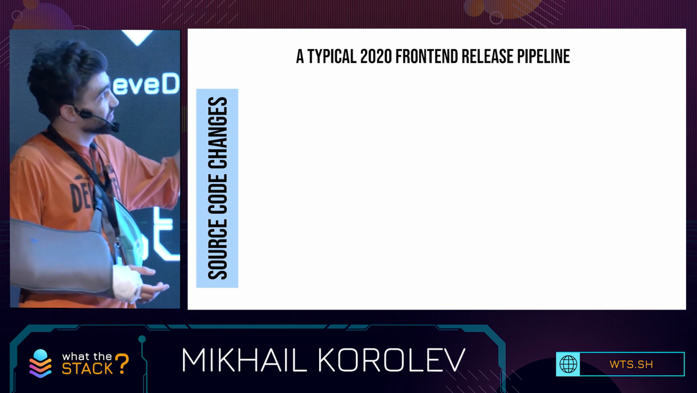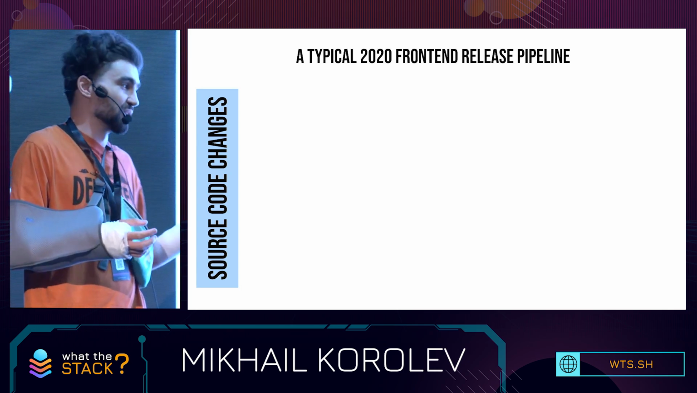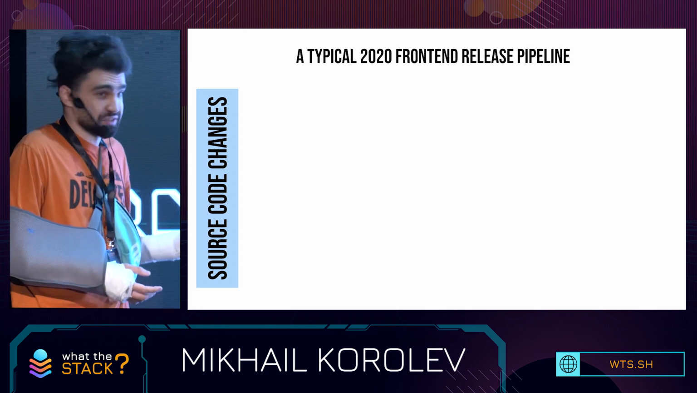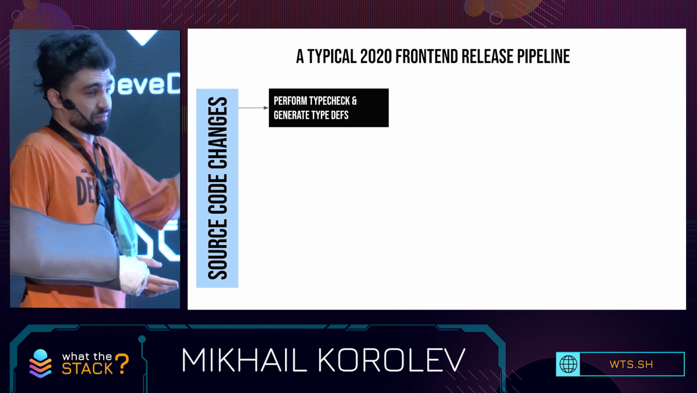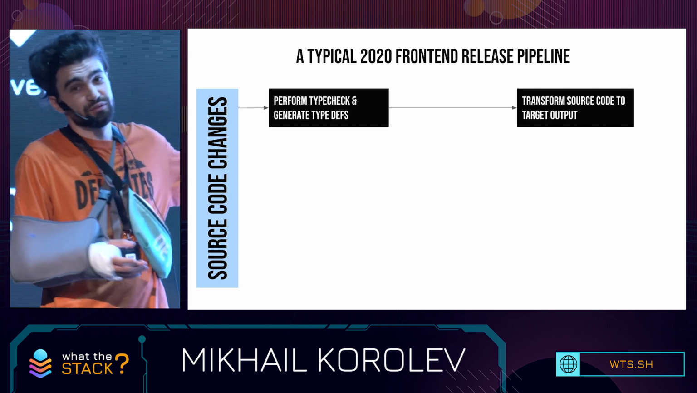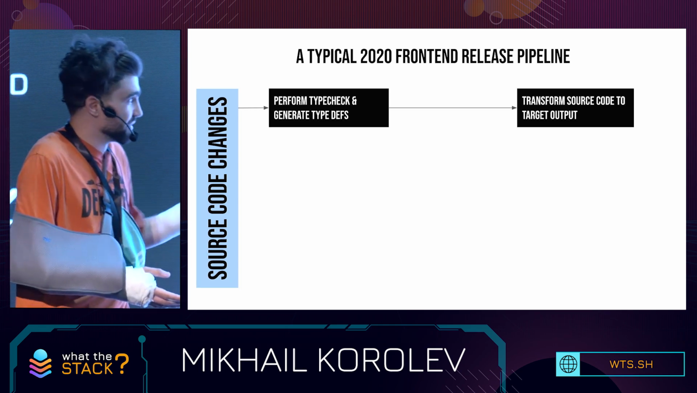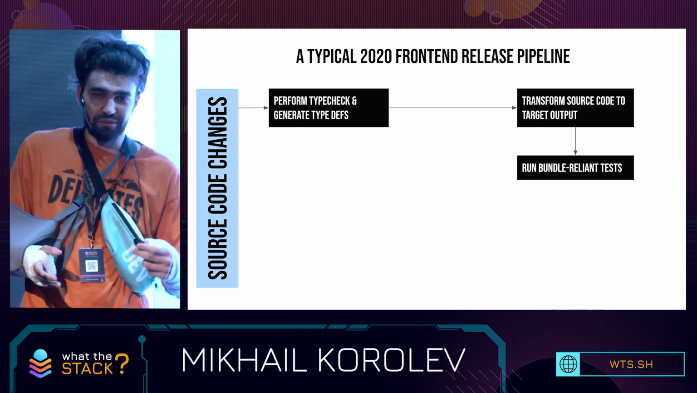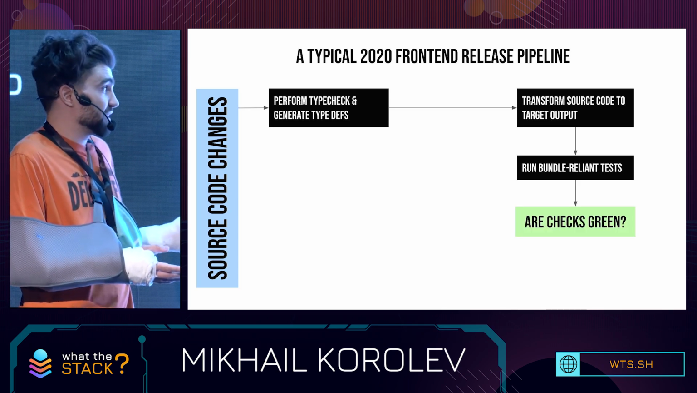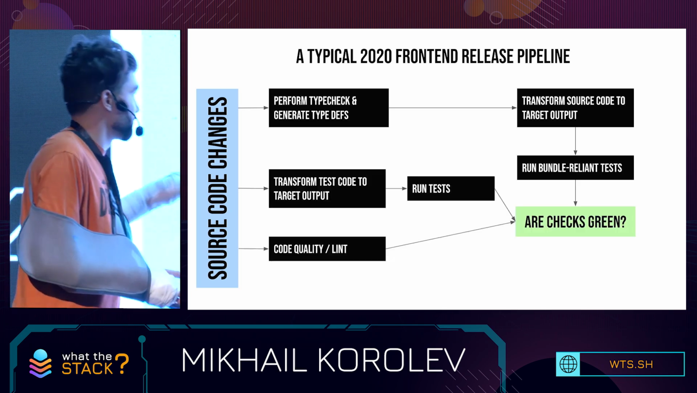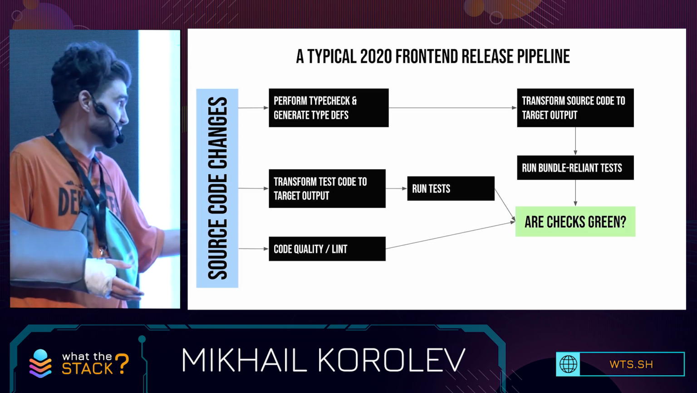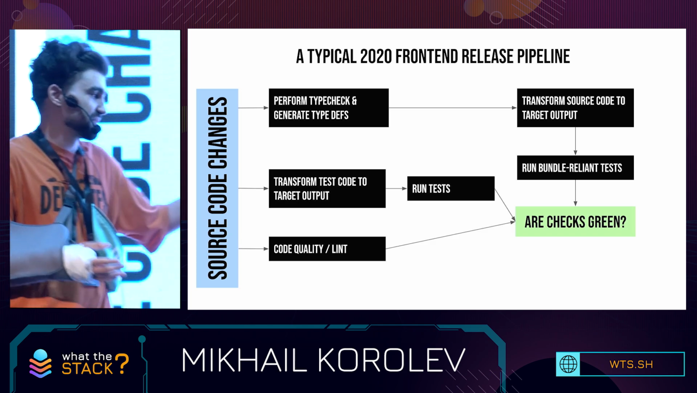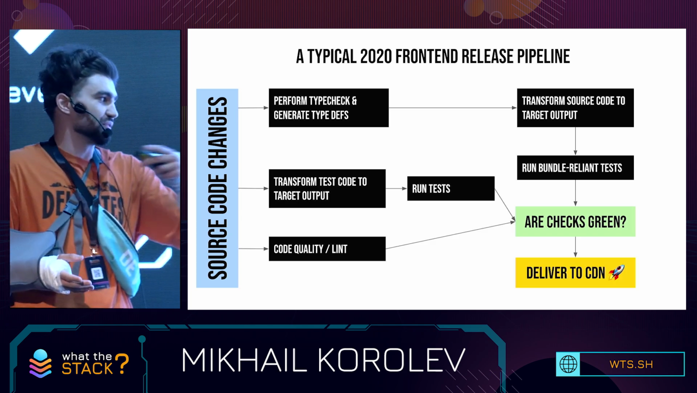Let's take a look at a typical 2020-ish front-end release pipeline. It all starts with the code changes, which are, let's say, a git commit. We have to perform type checks, generate definitions, assuming we are good developers and we use TypeScript. Then we transform that to target output and bundle things. Then we can run bundle-related tests. And right after that, if all checks are green, no, wait, we also have to transform test code to target output, which is TypeScript tests to JavaScript, and then run the tests. If everything is good and code quality is good, we deliver it to the CDN.